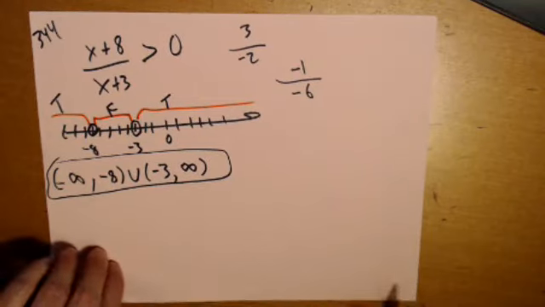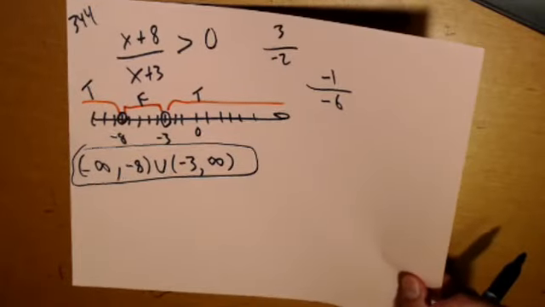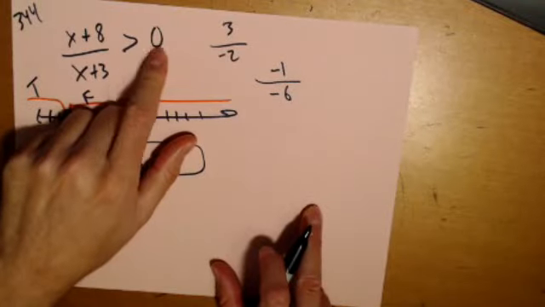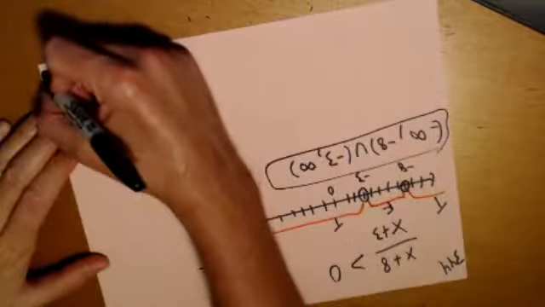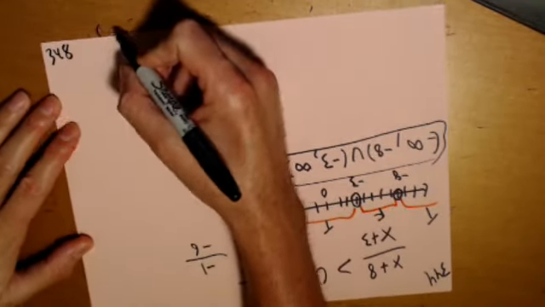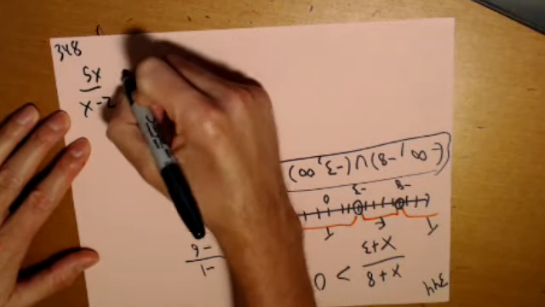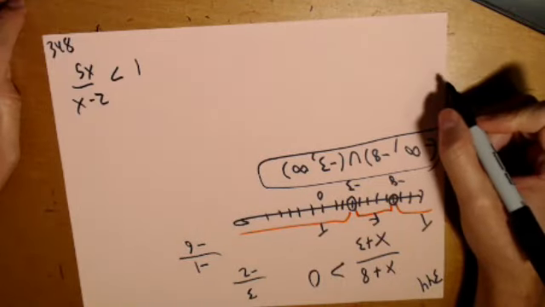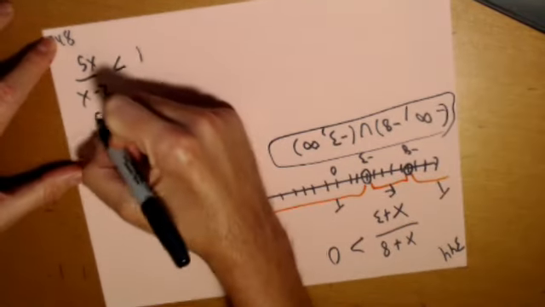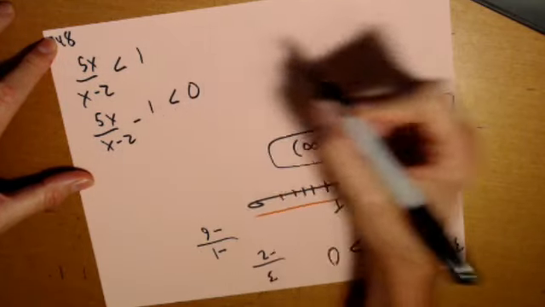Okay. 348. You see how it's less than or equal to, with 0 on the right? That makes everything easy. So I'm looking at 348, and they do not have 0 on the right. It's 5x over (x minus 2) less than 1. So we need to make the right side 0. So 5x over (x minus 2) minus 1 less than 0.